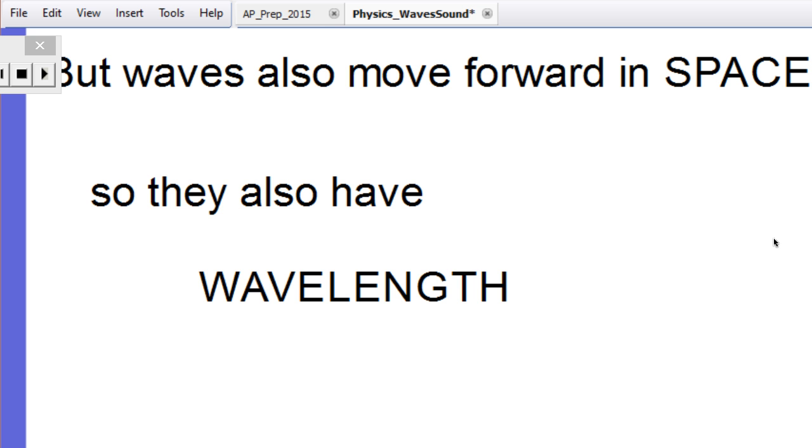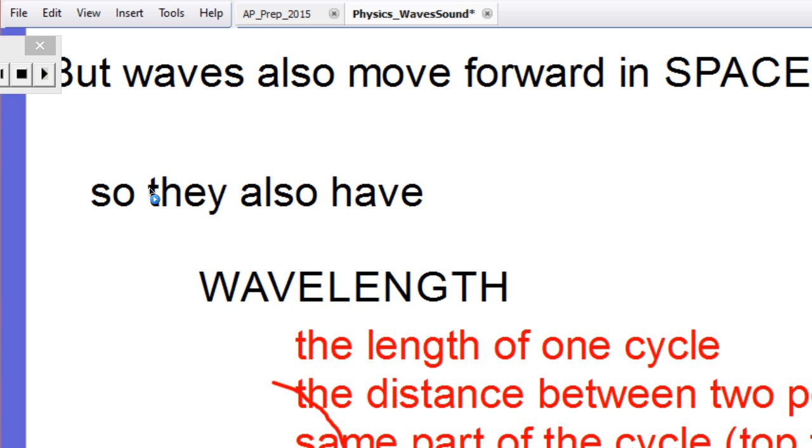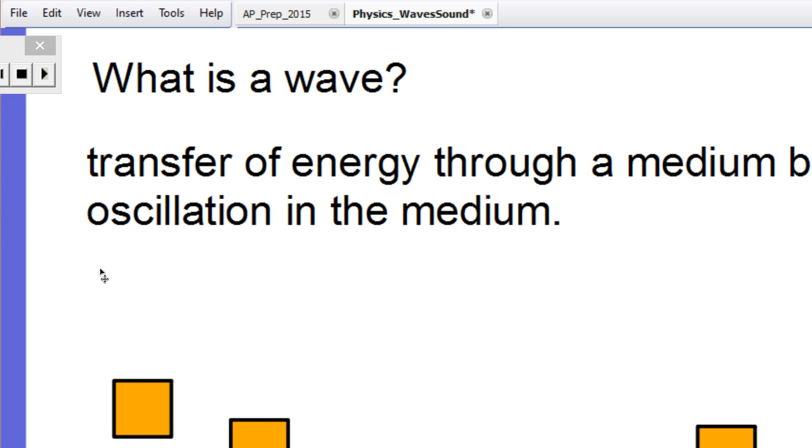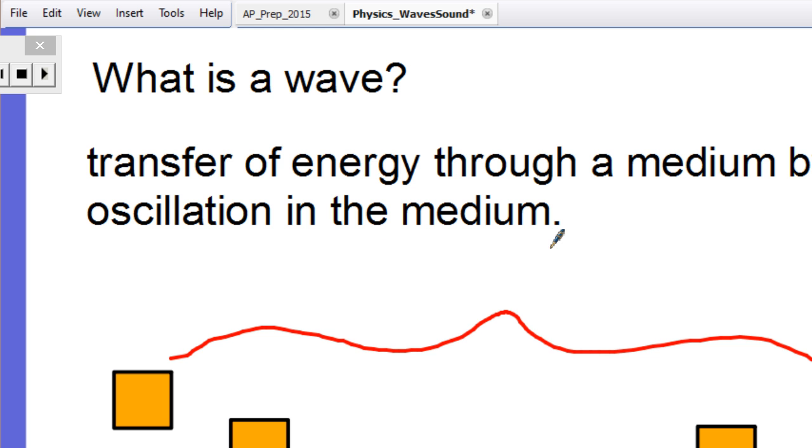Now, wavelength has this nifty symbol, Greek letter lambda. So whenever I say what is the lambda of something, where I use the symbol, I am talking about the wavelength of that object. So the definition of wavelength is the length of one cycle. All right, what does that mean? So I'm talking about the distance between 2 points at the same part of the cycle. For instance, top of the cycle to top of the cycle. This distance here would be my wavelength.